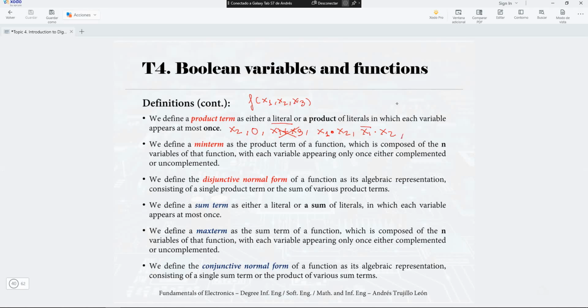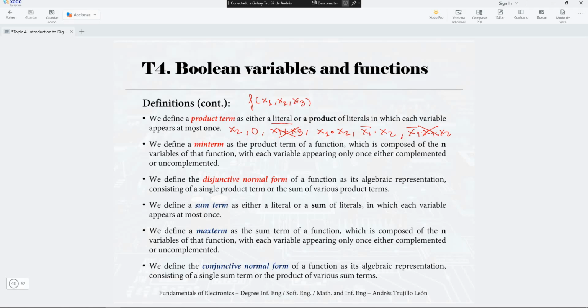And this? This is not a product term. Why? Because the variable x1 appears twice. And to be a product term, each variable has to appear at most once. So this is not a product term. I think it is quite easy to see what a product term is.